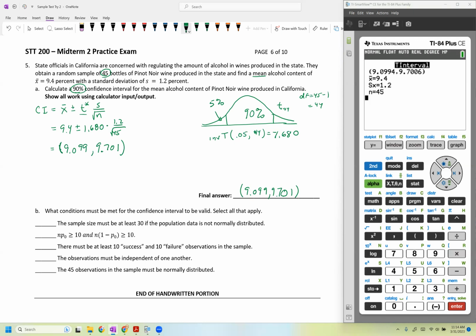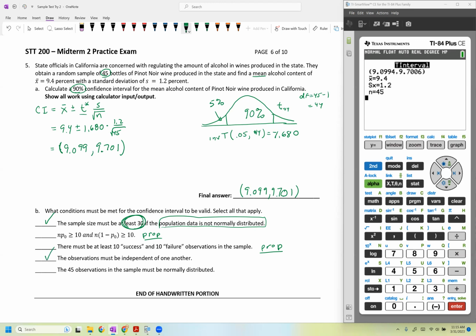All right, what conditions must be met? Are we told anything about the shape of the distribution for the wines? We are not. We don't know what the population data distribution is, but we are happy that the sample size is at least 30. So that is a condition that works well. The second condition is about proportions, as is this one. So it's not appropriate because we're working with means, not proportions in this problem.